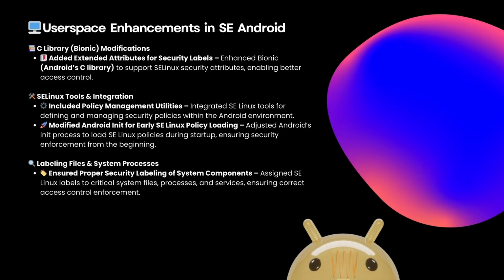C library Bionic modifications. The Bionic C library, which Android uses, was modified to support SELinux security attributes. This enhancement allowed Android to apply SELinux labels across the system, ensuring that every process and file could be properly secured. SELinux tools and integration.